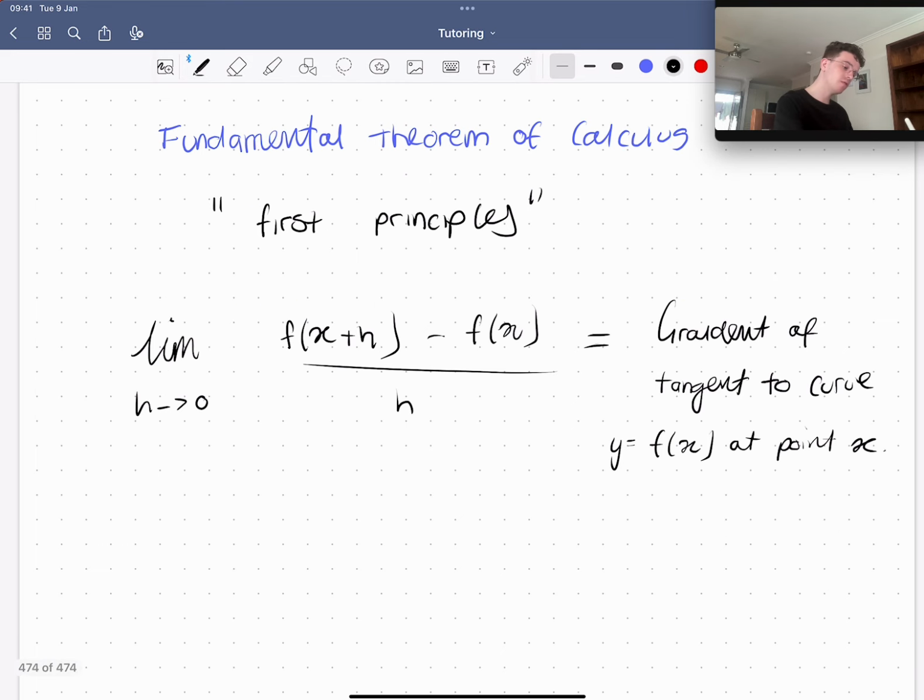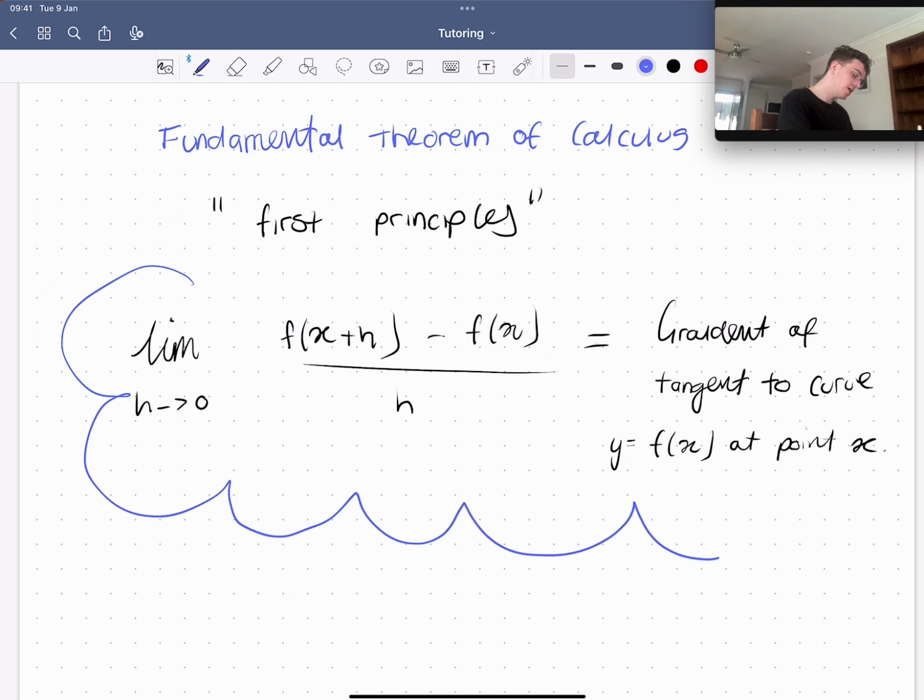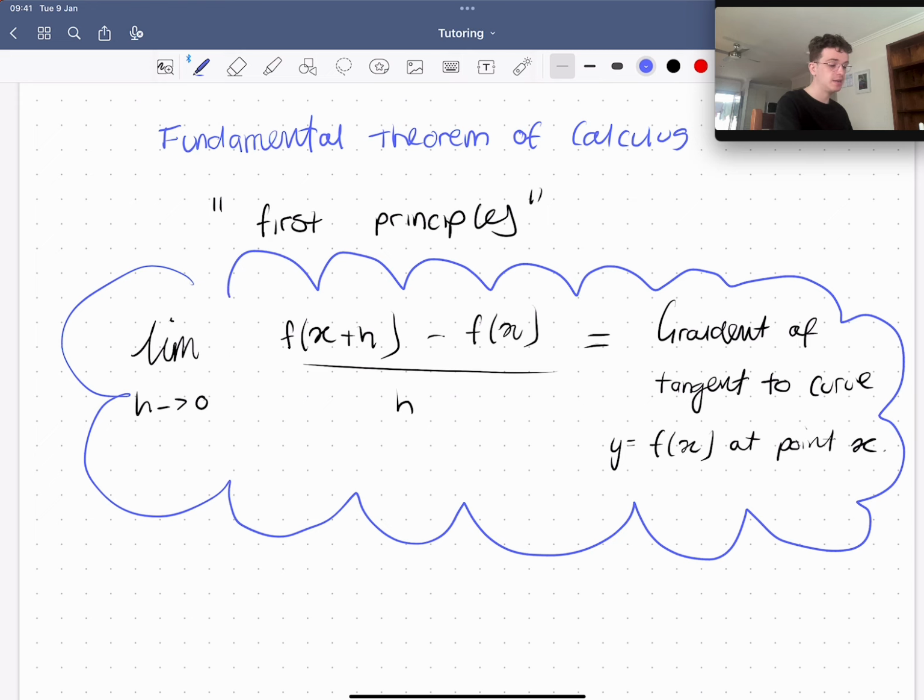This is one of the most important things in the history of mathematics. It was developed in the 17th century by Isaac Newton, and it basically changed the world. So this is the fundamental theorem of calculus. Everything we do in extension maths from this point on will be using the fundamental theorem of calculus. Apart from one topic, everything we do will be involving calculus.